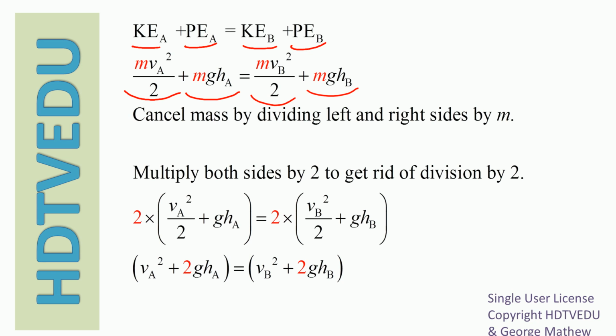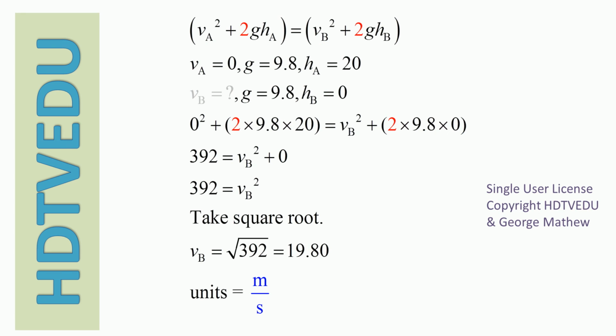Divide both sides by mass, get rid of the mass, multiply both sides by 2 to get rid of division by 2, and you get this expression. And into that expression, we substitute the quantities that we know. Speed at A is 0. It was let go from rest. Acceleration due to gravity, the magnitude is 9.8. What is the height of point A? 20. What is speed at point B?